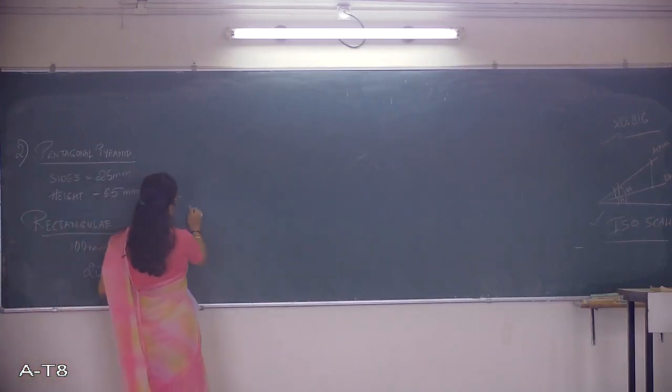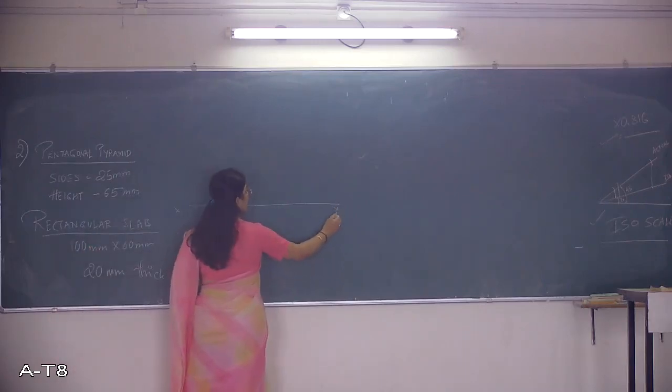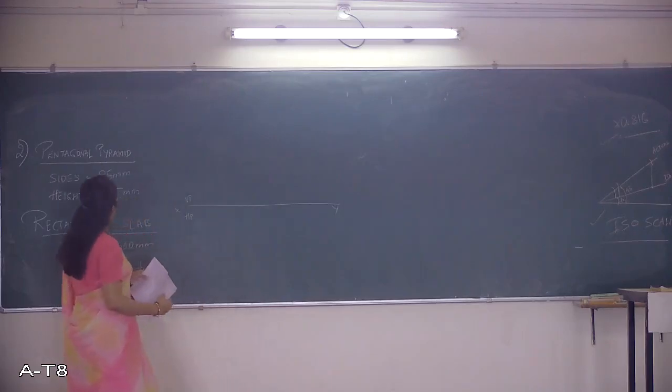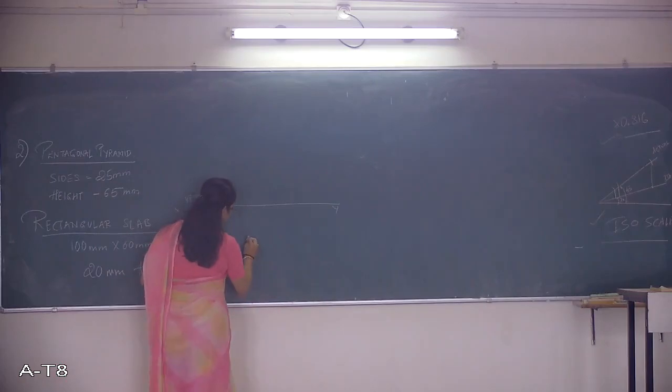So to start with, first let us draw the XY line. Mark VP, HP. So first we will draw the pentagonal pyramid. To draw the pentagonal pyramid, we know how to draw the pyramid.